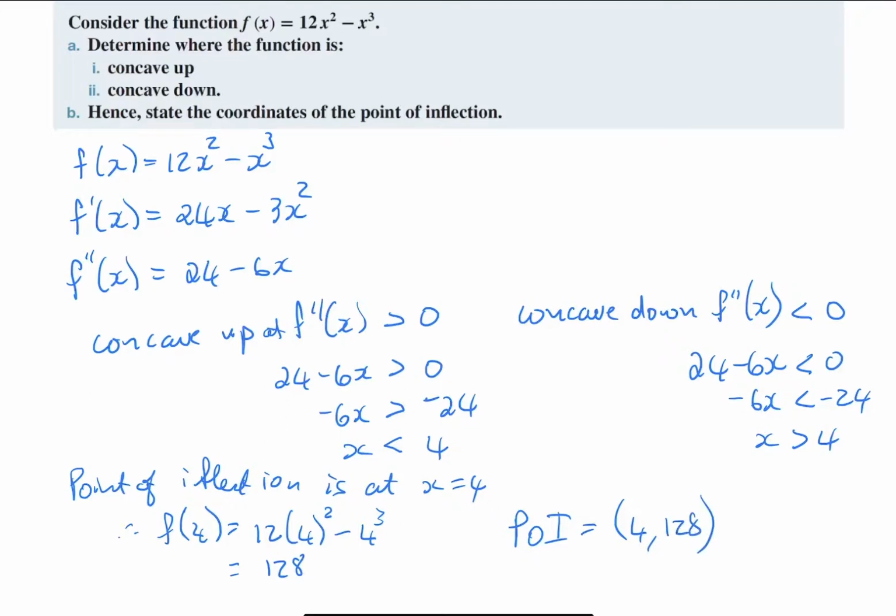Just a quick look, if that's the point 4, if my graph is concave upward at x less than 4, it means the graph is going like this, concave up, and this one is concave down, and that gives us the point of inflection.